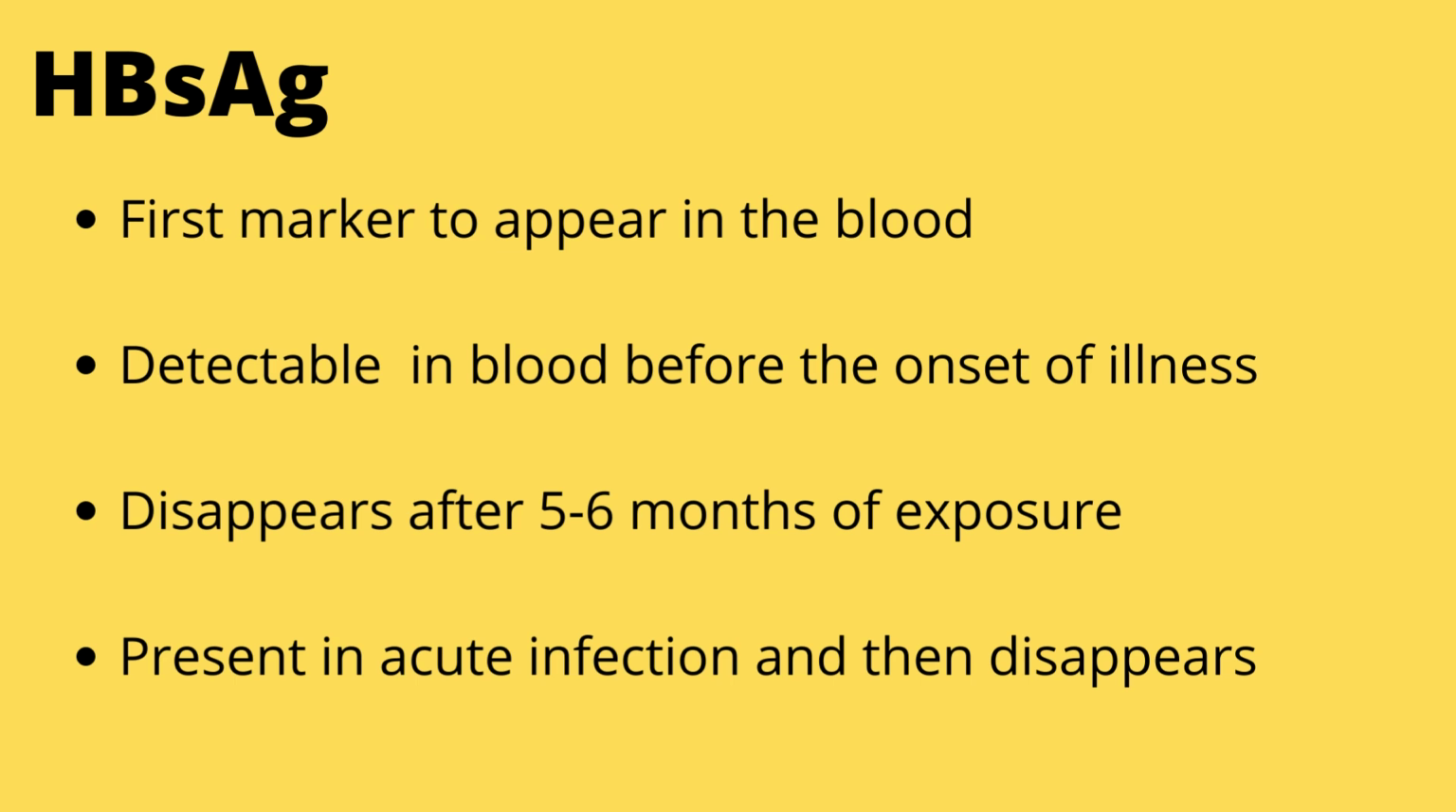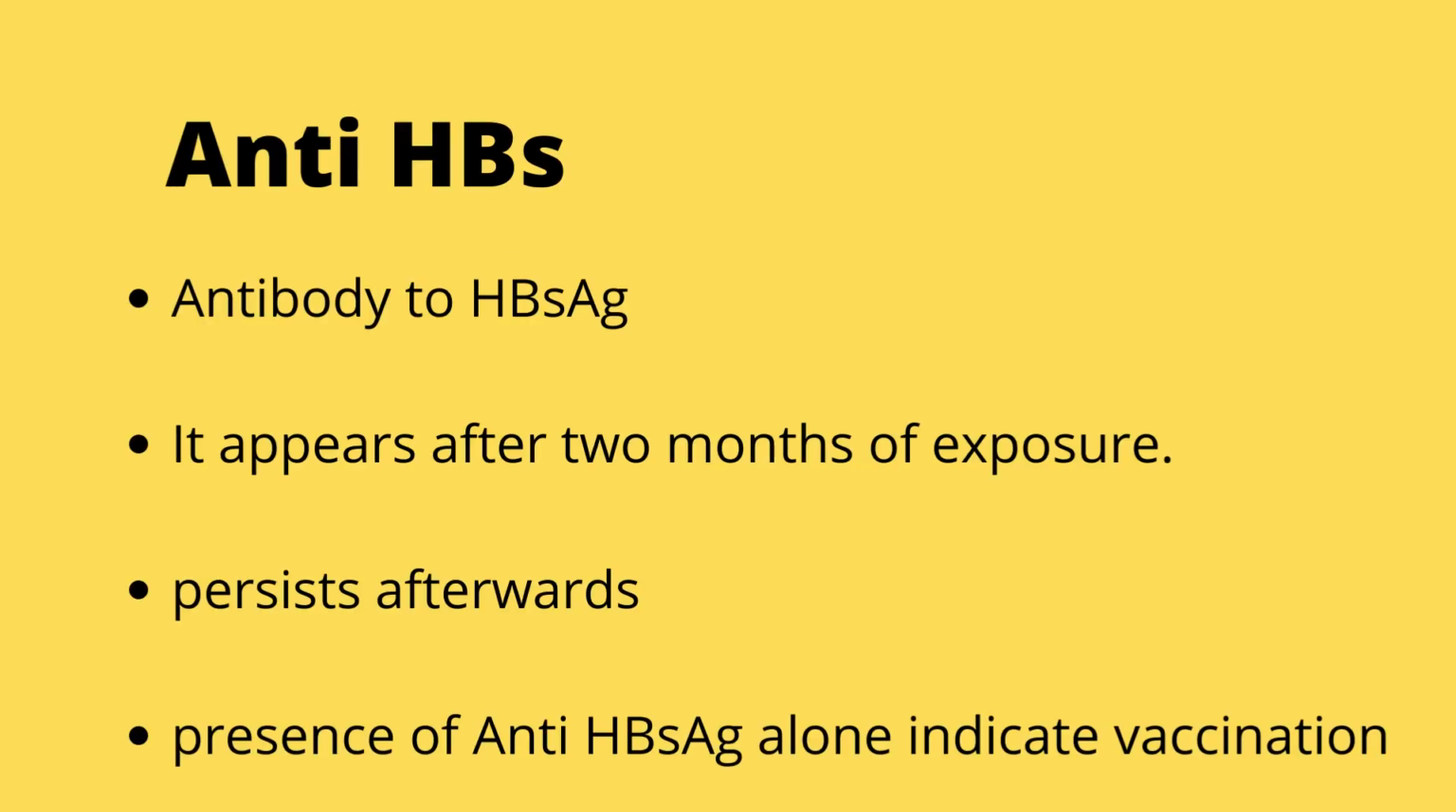First most important marker is hepatitis surface antigen. That is the first marker to appear in the blood, and it is detected in the blood even before the onset of illness, that is the incubation period. It disappears after 5 to 6 months of exposure. It is present only in the acute infection.